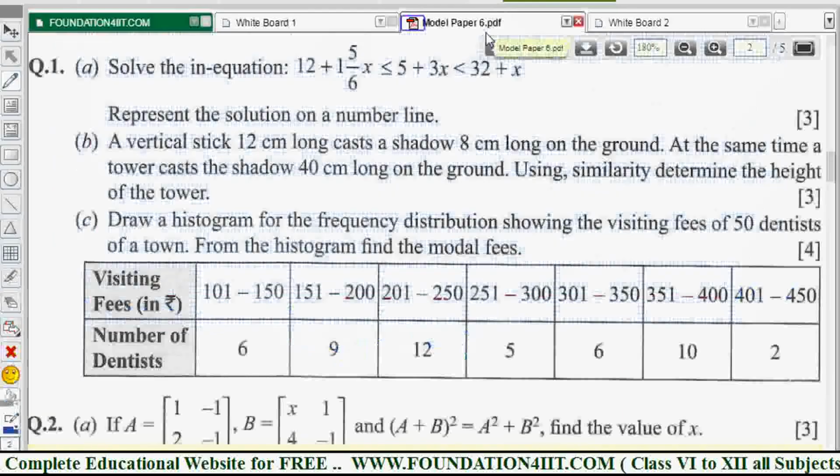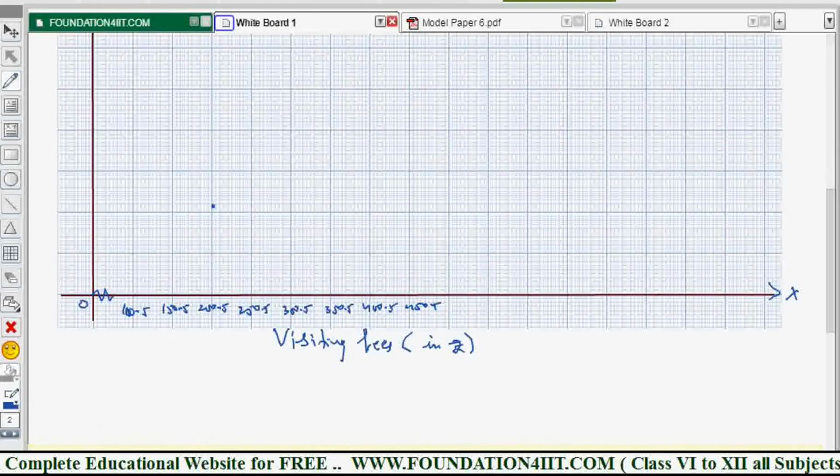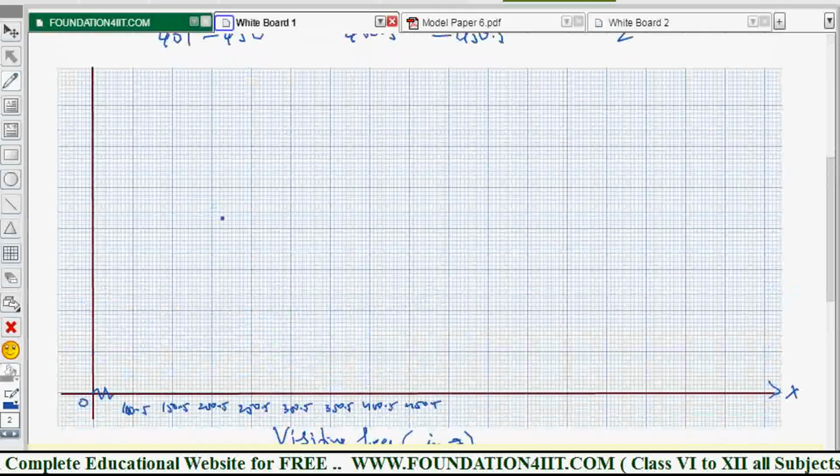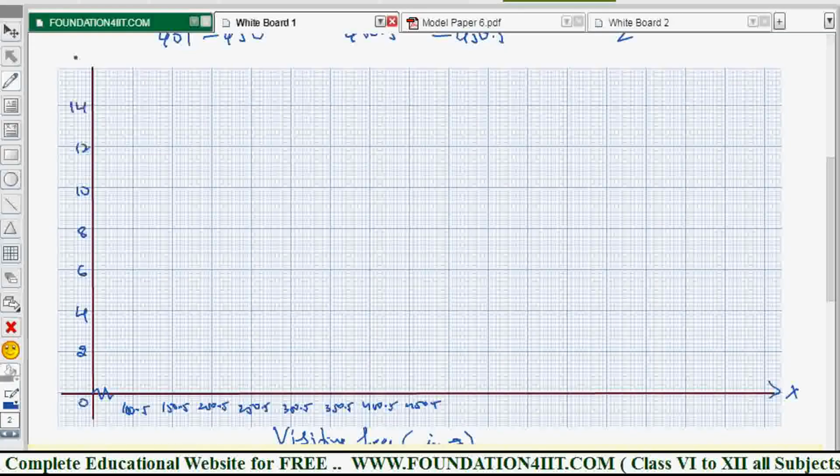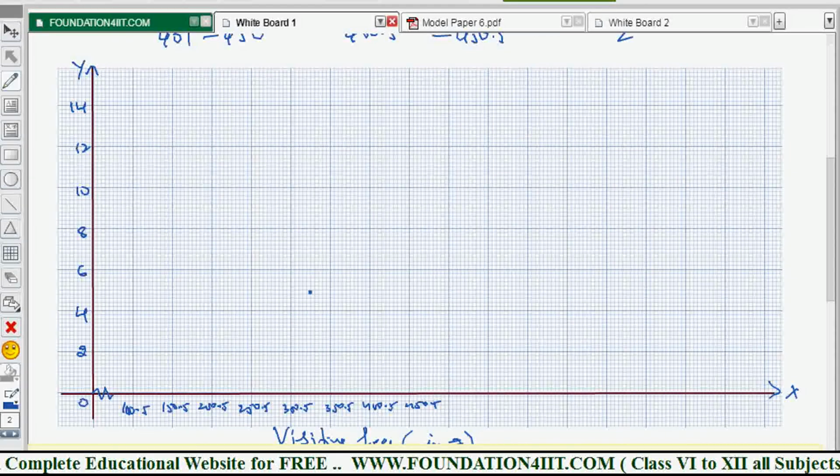So if you observe, the highest is 12. So let's take one point. Not sufficient, you can take 2. So this is 2, 4, 6, 8, 10, 12, 14. You must mention the scale also. That means y-axis 1 centimeter is 2 units and x-axis 1 centimeter is 50 units. So 50 rupees. That's it.